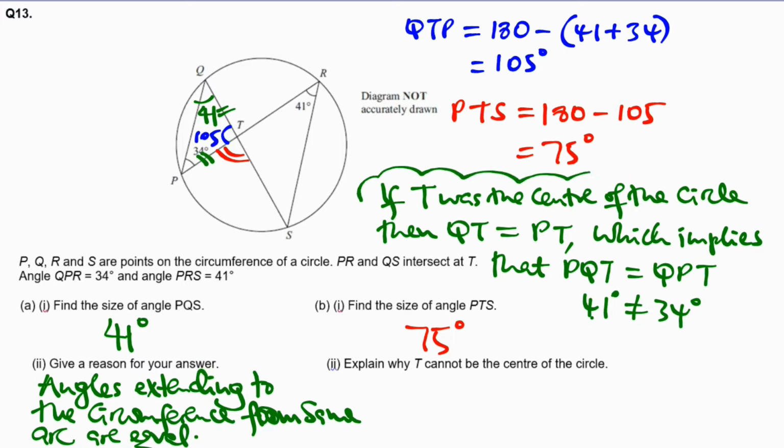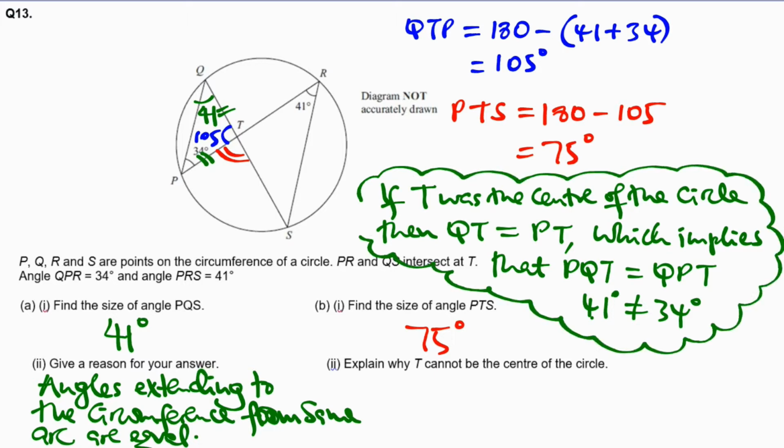So the reasoning for this is here. So basically what we can do here is we can say, well, T cannot be the center of the circle because PQT is not equal to QPT. And that's it. That explains why T cannot be the center of the circle.